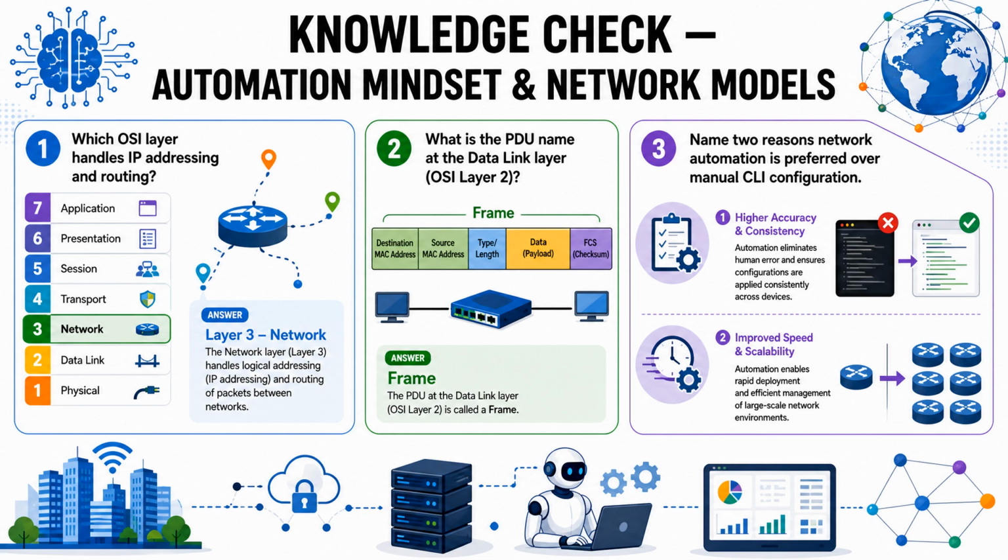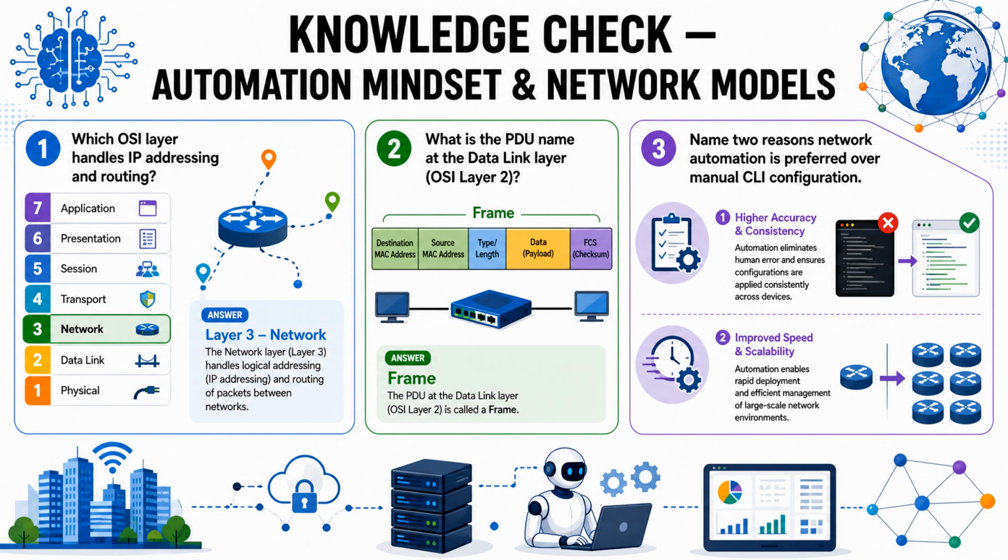All right, let's check in before we move on. 3 questions. Take a genuine moment to think through each one before reading my answer. The retrieval practice is worth it. It's how facts stick. First question, which OSI layer handles IP addressing and routing?